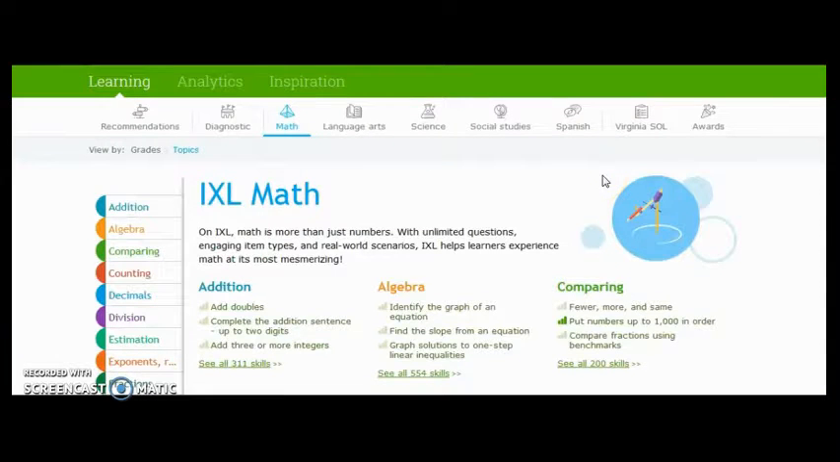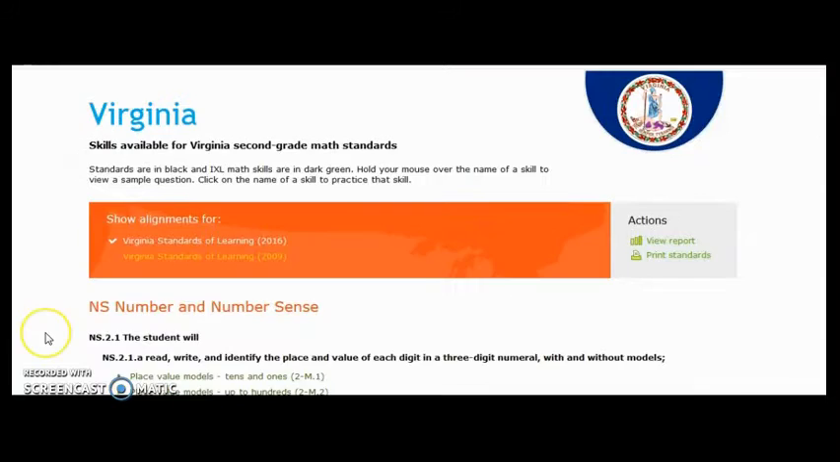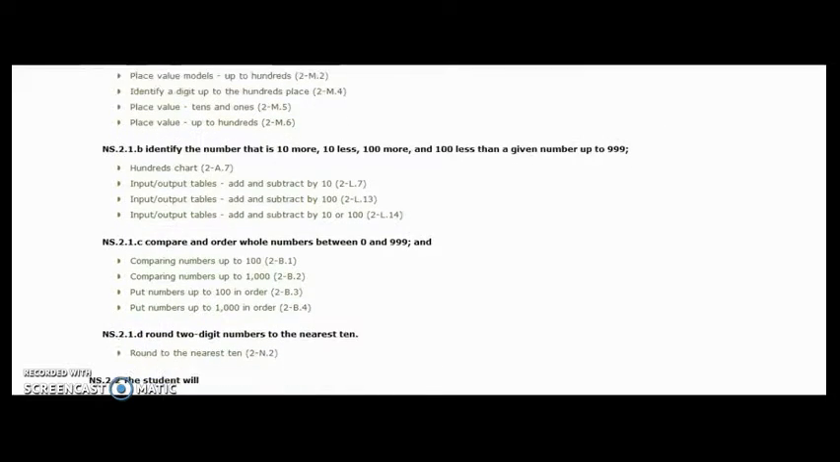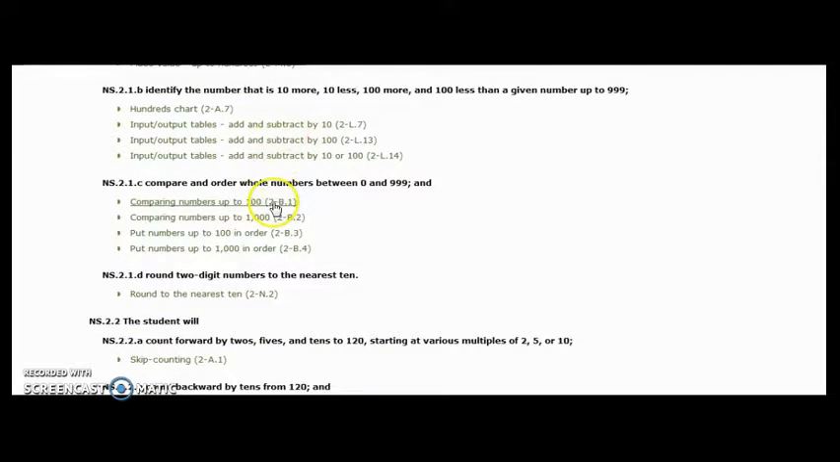Another way that you can look through the skills that are on IXL is to go to the Virginia SOL section. And here you can just quickly go through your grade level standards, and you can find the lessons within IXL that match nicely with those.